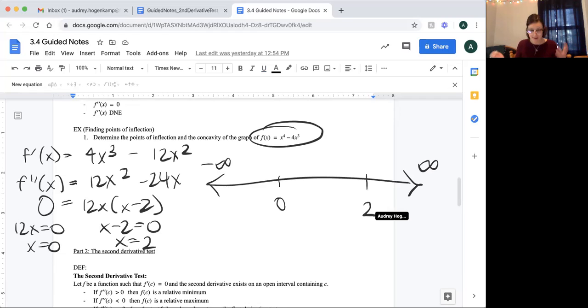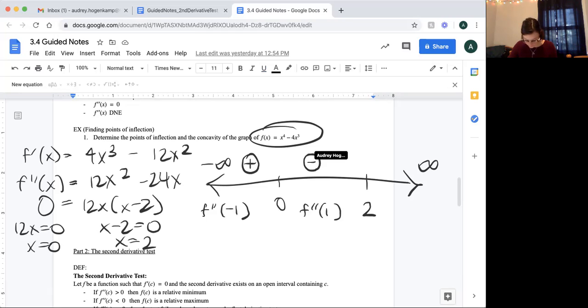And then I want to pick test values again. So something to the left of 0 would be negative 1. So I'm going to test f double prime of negative 1. If I plug in negative 1 to my second derivative, I'll let you do that fun arithmetic on your own, but you should get a positive number. So that's going to be positive. Between 0 and 2, I'm going to try f double prime of 1. And when I plug in 1 to my second derivative, I'll let you again have fun with that math. You get a negative number. And then to the right of 2, I'm going to try f double prime of 3. And again, when you plug that in, you get a positive number.